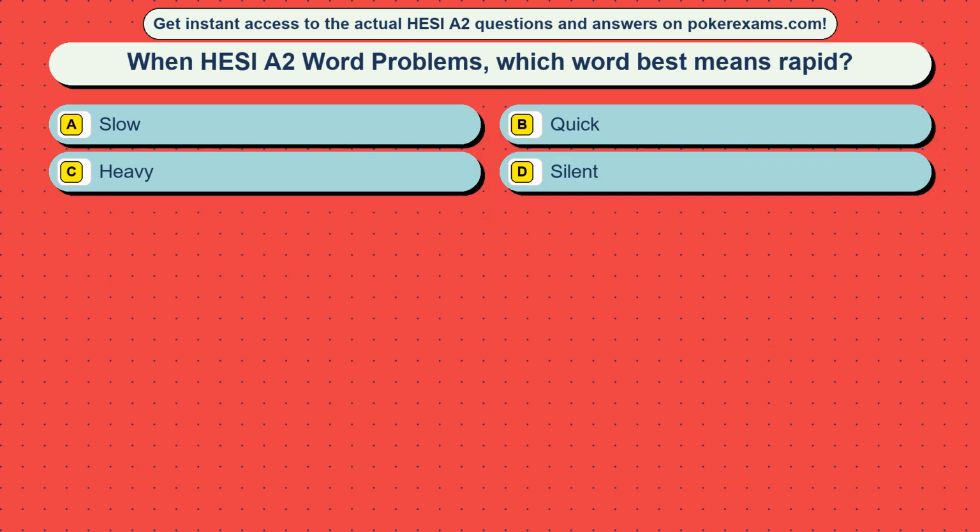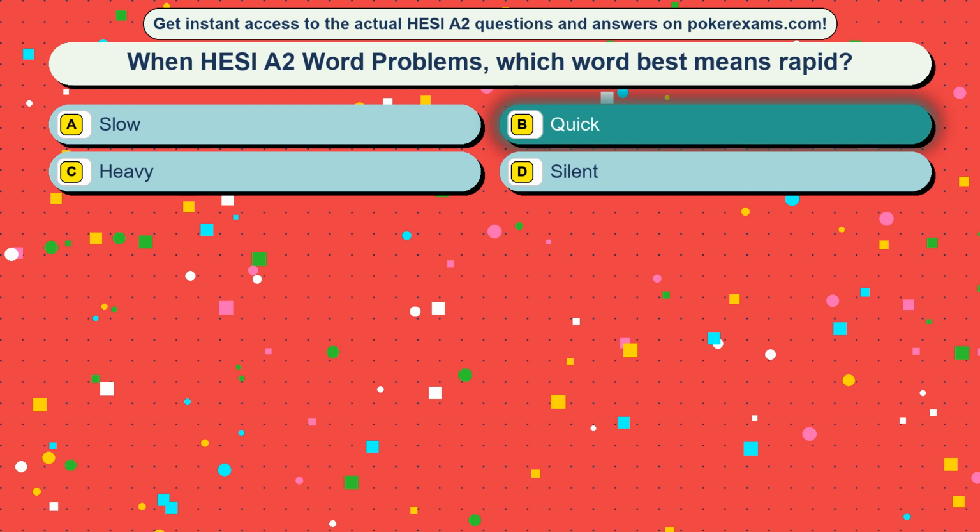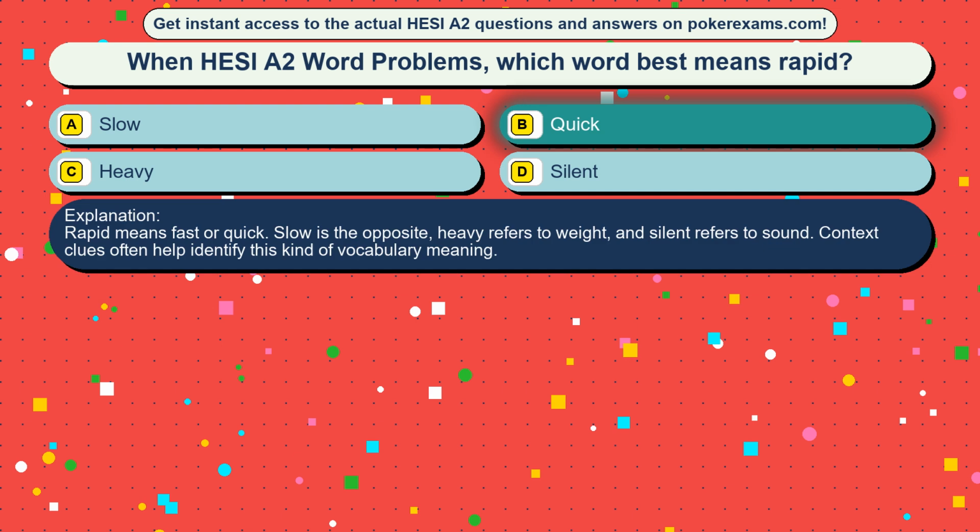Question 49. When HESI A2 word problems, which word best means rapid? Option A, slow. Option B, quick. Option C, heavy. Option D, silent. The correct answer is option B, quick. Rapid means fast or quick. Slow is the opposite, heavy refers to weight, and silent refers to sound. Context clues often help identify this kind of vocabulary meaning.